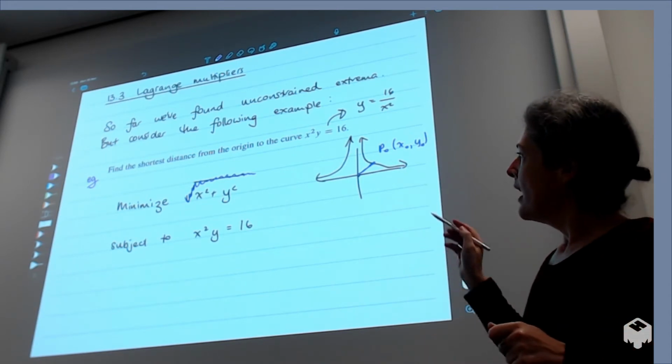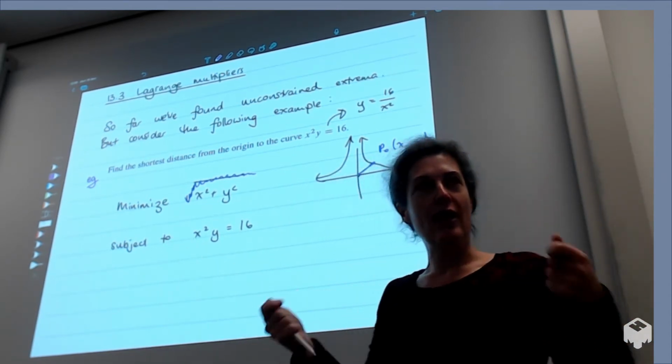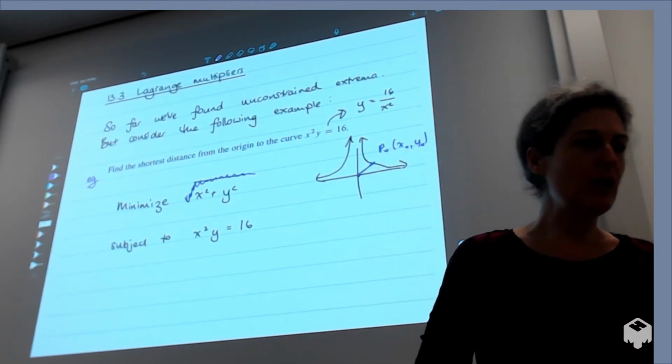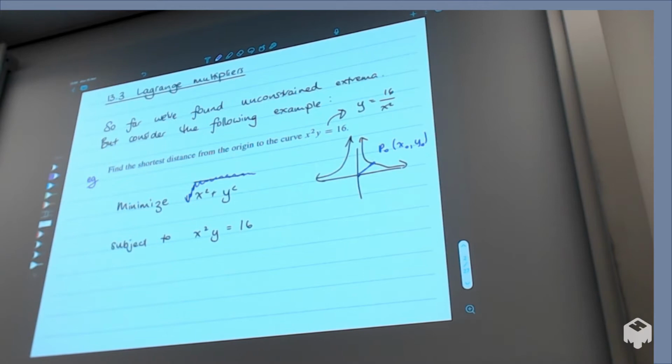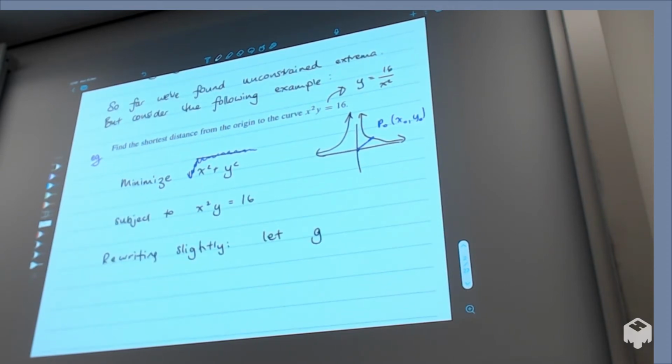Okay. I'm going to slightly rewrite this because it's going to help us with the technique. So I'm going to create a new function, rewriting. I'm going to let g of x, y be the function x squared y minus 16. Okay. I can do anything like that.